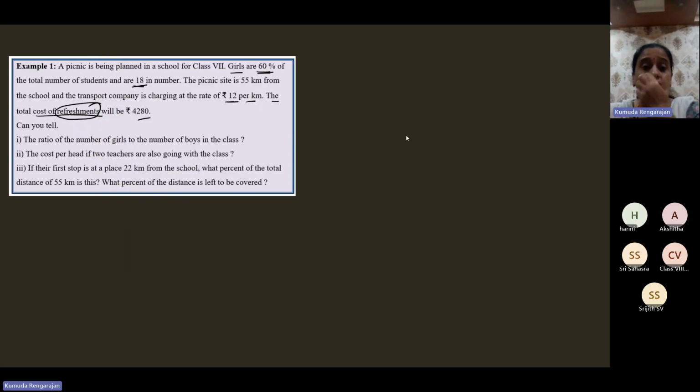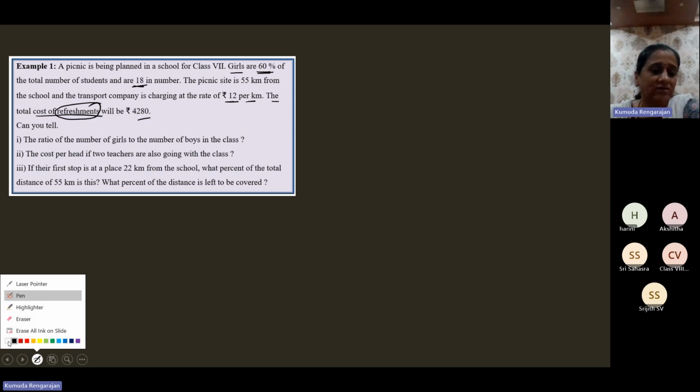So the total cost is the cost of transportation plus the cost of refreshments. Now let's see what questions we have to answer. Can you tell the ratio of the number of girls to the number of boys in the class?